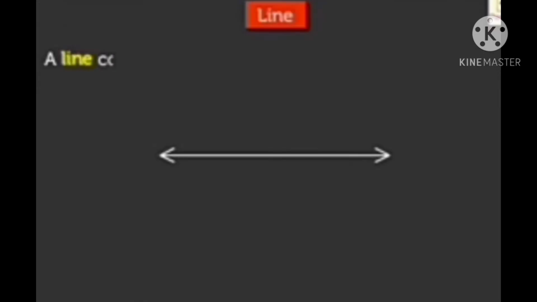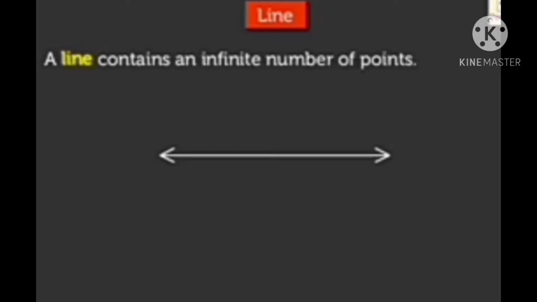Now our next term is line. A line contains an infinite number of points. Here there is a line which has two arrows. These two arrows indicate that this line can be extended from both sides and it has no fixed length.